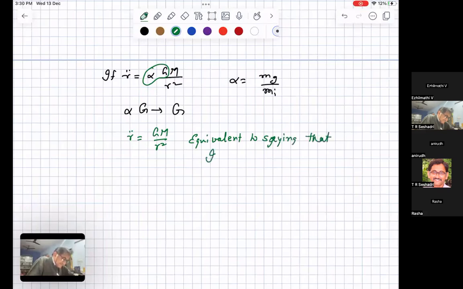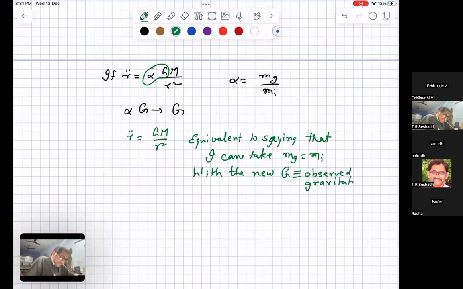that I can take mg equal to mi, with the new g identified with the observed gravitational constant. Is this okay?